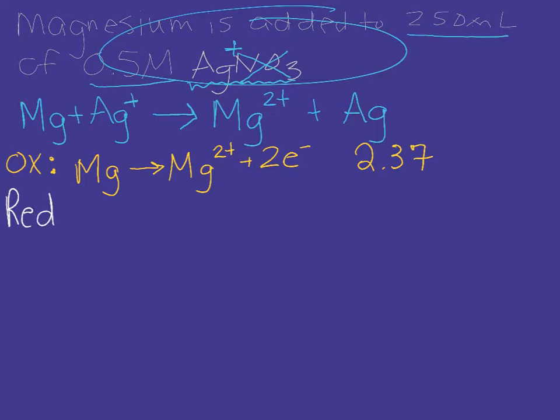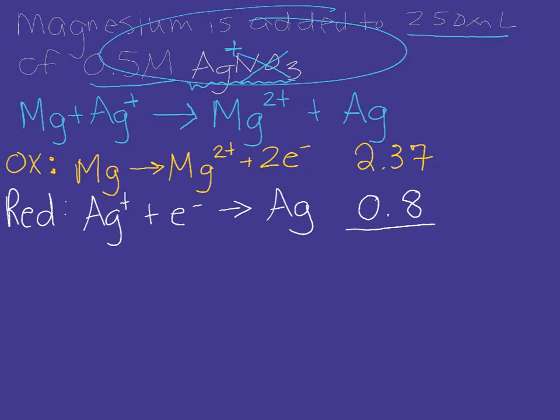Reduction. It's going to be the silver because something has to get oxidized and something has to get reduced. Silver is gaining 1 electron, and it's only gaining 1 electron because it's going from Ag+ to silver 0. Remember, when it's an element, it has no charge. We're going to look this up on the table, and since this is written as a reduction and the table is a reduction, the value does not get flipped over. When I found it on the table, it was 0.8, and I'm going to leave it as 0.8.